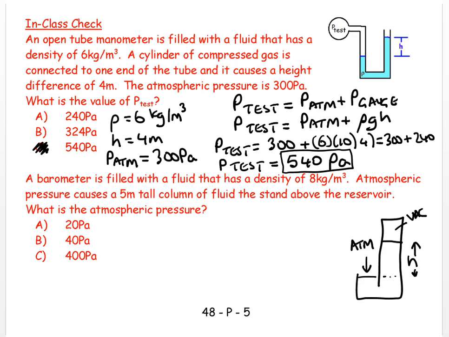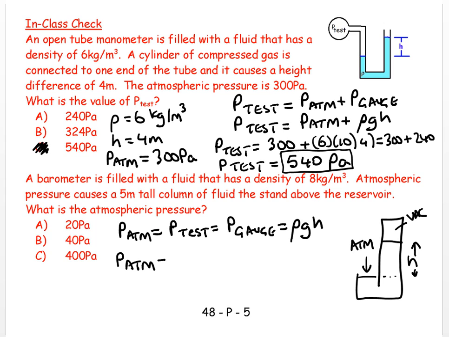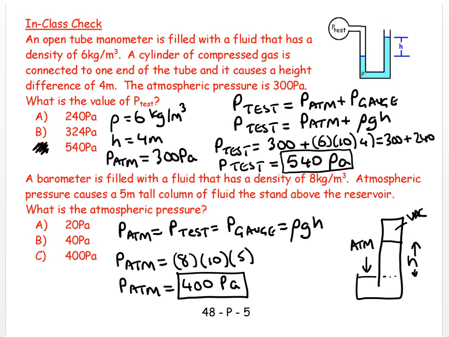And so we say, oh well, in that case P atmosphere, which is basically the same as P test, equals P gauge, which equals rho GH. So P atmosphere is equal to rho, which we said was 8, times G, which is 10, times H, which is 5. So P atmosphere is equal to 5/8 of 40. That's going to be 400 Pascal. So there we have it.